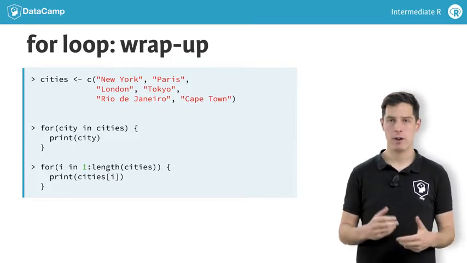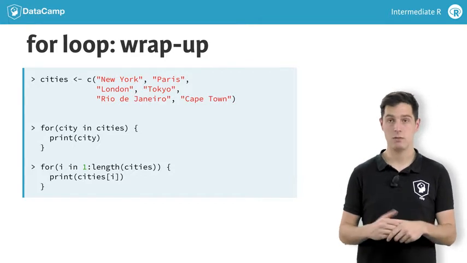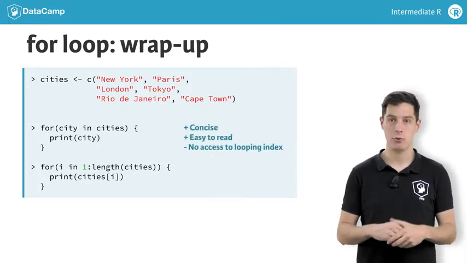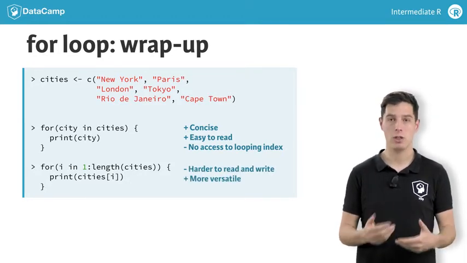I can imagine that you're wondering, which one of the two is best? It depends. The first one, the city and cities version, is typically more concise and easier to read, but does not give access to all looping information. The version with the explicit looping index takes more thought to write, but gives you all the information you need.